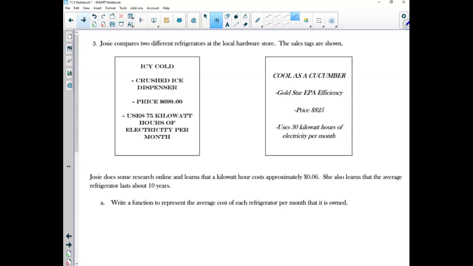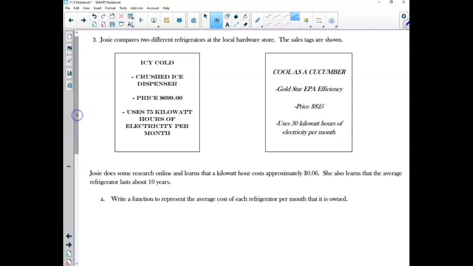Last problem we got here, this is like comparing something someday you might end up doing. And I know you're all going to say, oh, I'll just pay somebody to do that, or I really don't care, it doesn't matter. But here we go. Josie compares 2 different refrigerators at the local hardware store. And sales tags are shown.